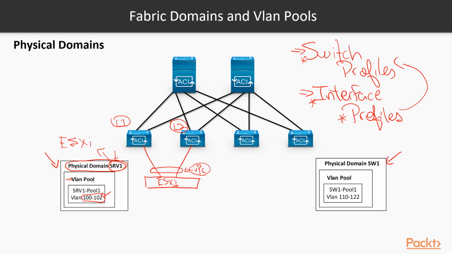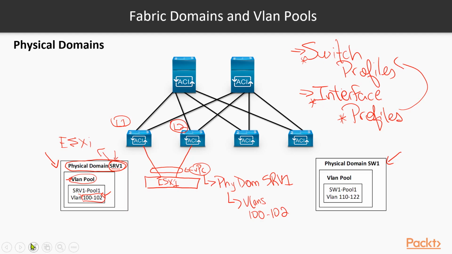Once I build that interface profile and the switch profile and I associate that to my leaf, I then need to assign a domain to it, right? So in this case, we're going to create SRV1. Inside SRV1, we're going to make a VLAN pool and associate it to it that allows this range of VLANs. So on my object, I am going to associate to physical domain, and this is the name of the domain that we are going to create, which then is going to carry VLANs 100 through 102.